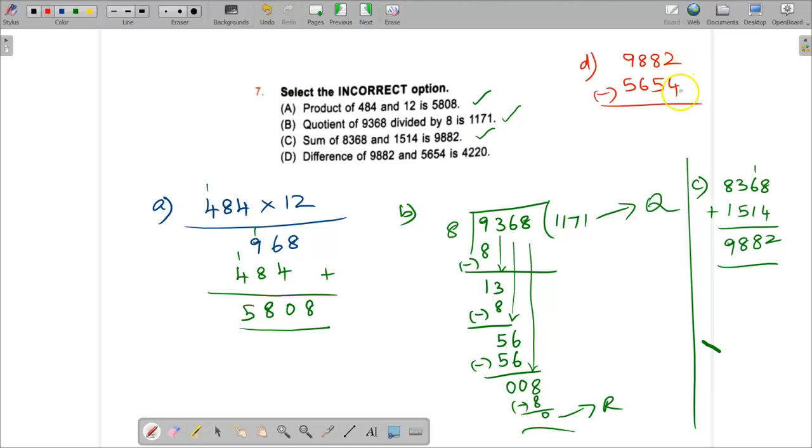So from 2 we cannot subtract 4. So just take 1. Borrow. So this will become 7. This will become 12. So 12 minus 4, it is 8. And then 7 minus 5, it is 2. 8 minus 6, it is 2. 9 minus 5, it is 4. So it is 4228. But here the answer is 4220. So this one is the incorrect option. So they are asking for the incorrect option. So the option D is the correct answer for the 7th question.